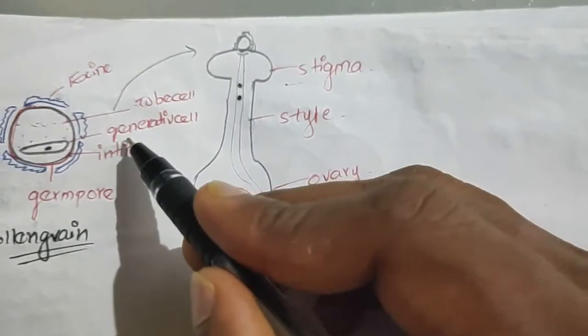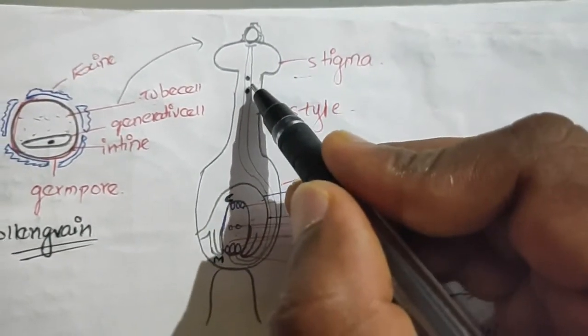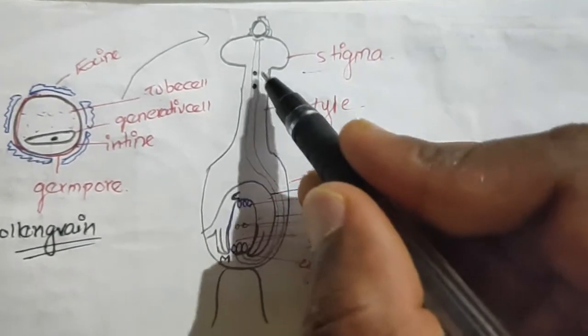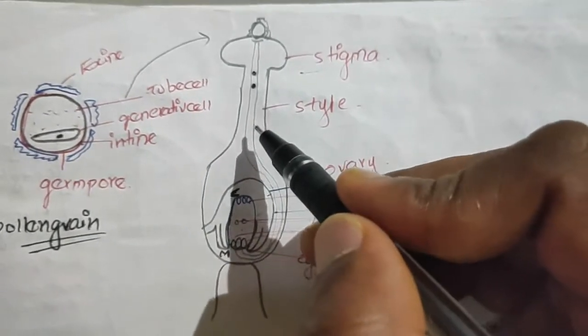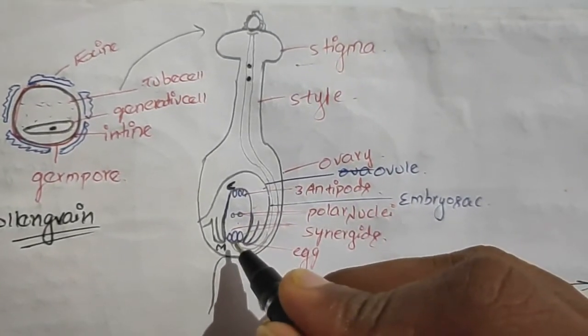The generative cell, which is in the pollen grain, undergoes one mitotic division and forms two gametes, and these two gametes are the male gametes. These male gametes, along with the tube cell or the germ tube, come and reach the egg.